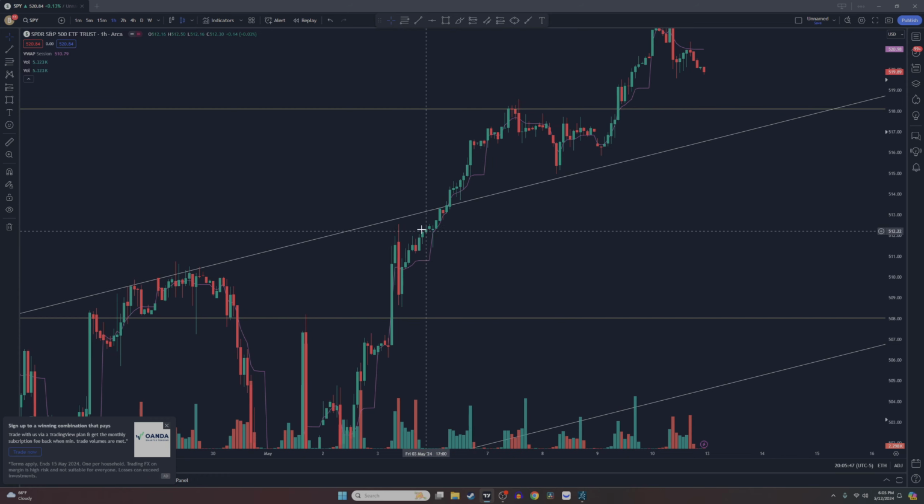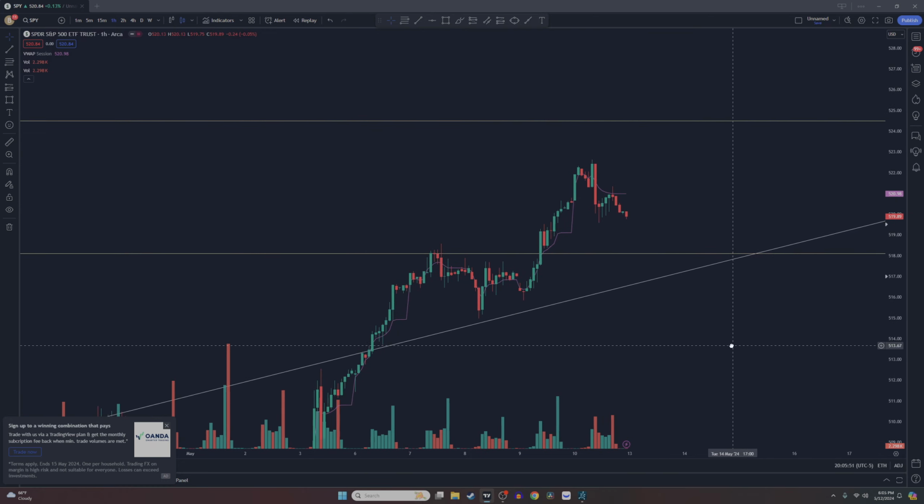So we broke out the top, approached one of the levels. This is a 518.10. Return. Not bad. Not bad at all. A little bit of support. Let's draw this little guy here.